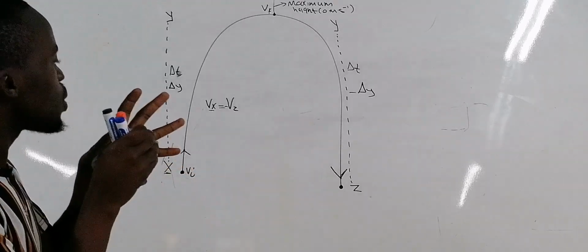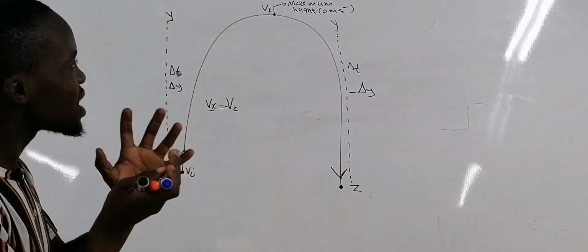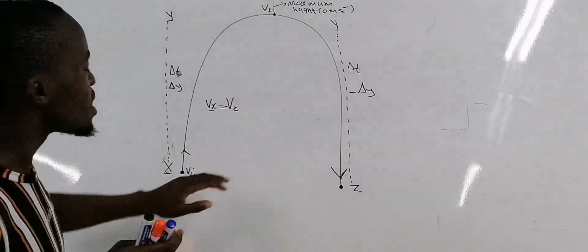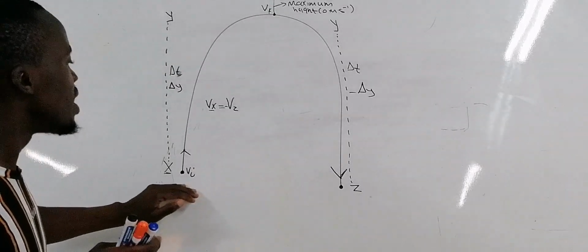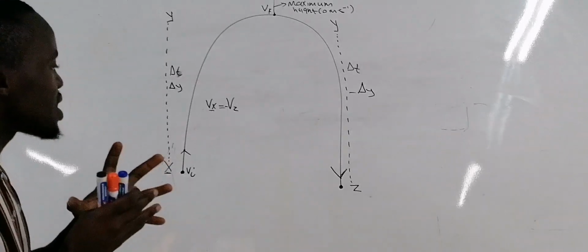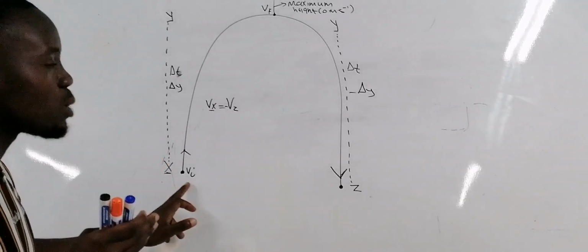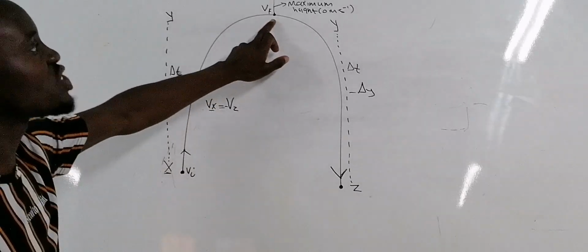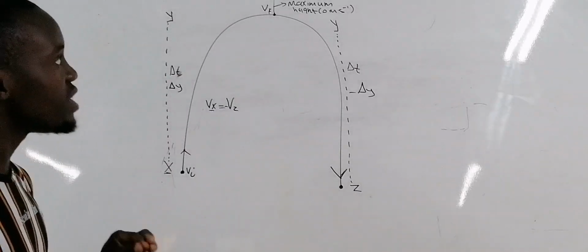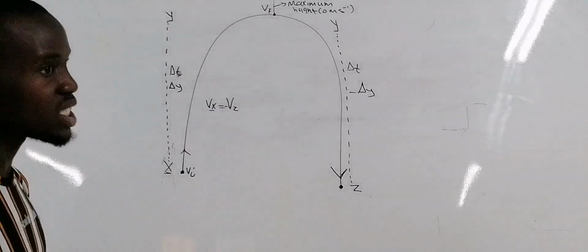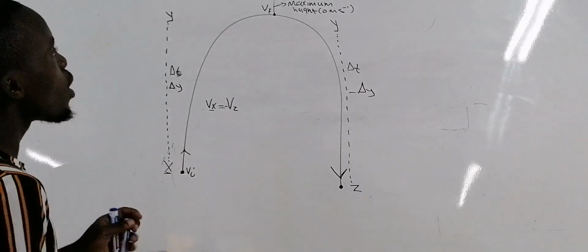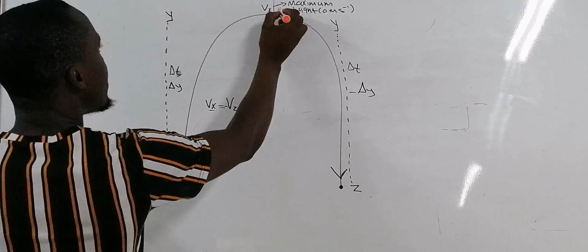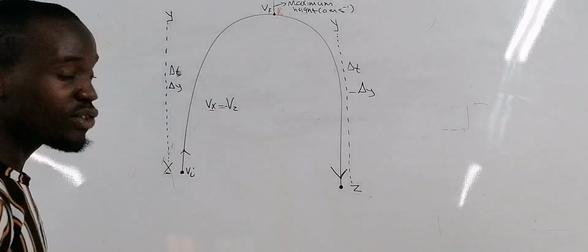If we are only talking about from the ground to where the object reached its maximum height, the velocity that the object leaves the ground with becomes the V initial. But the velocity at which the object reached the maximum height becomes the V final, or final velocity. So the maximum height can be V final or V initial. I don't know if you understand that.